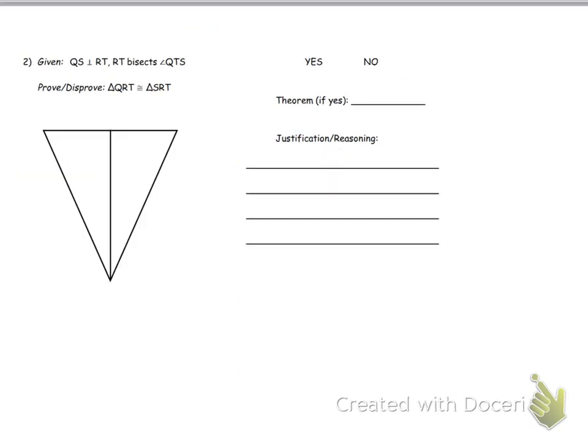Okay, my next one, we got Q, R, S, T. Okay, QS and RT are perpendicular. Perpendicular makes right angles in there, so those angles are going to be congruent. And then RT bisects QTS. So if it bisects it, that means those are congruent. And then they also share this side. So I've got an angle, a side, and an angle, which is going to give me angle, side, angle. So yes, they are congruent by angle, side, angle.